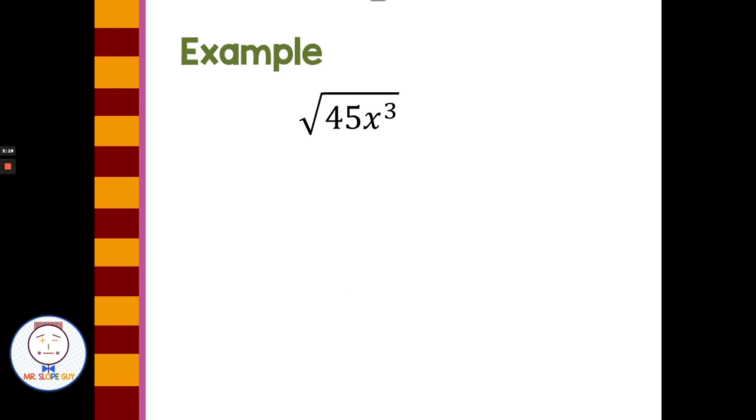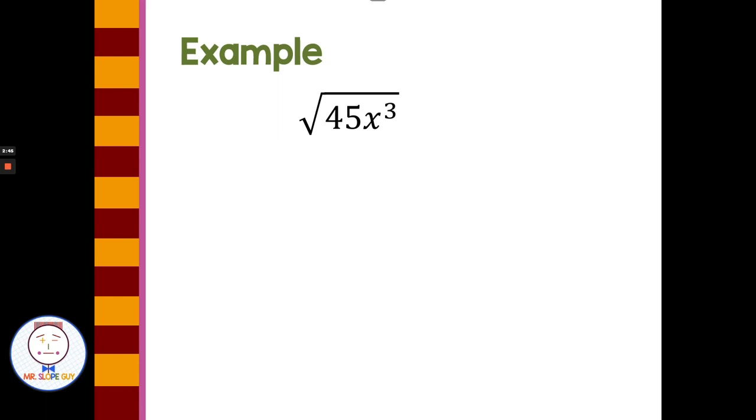How about if I have the square root of 45x to the third? Well, I'm back to my perfect square list, looking at the largest number possible. 49 is too big. That doesn't work. 36 times anything give us 45? Nope. 25 times anything give us 45? No. How about 16? Nope. 9. 9 times 5 is 45. 9 will work.